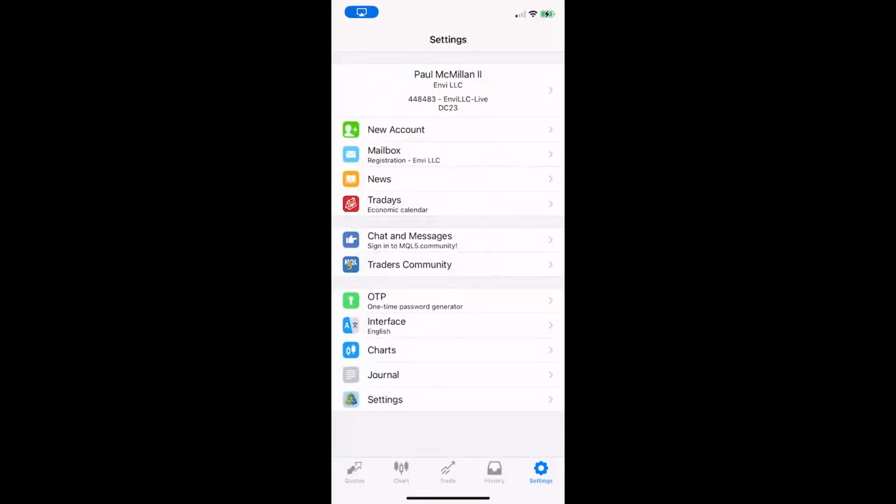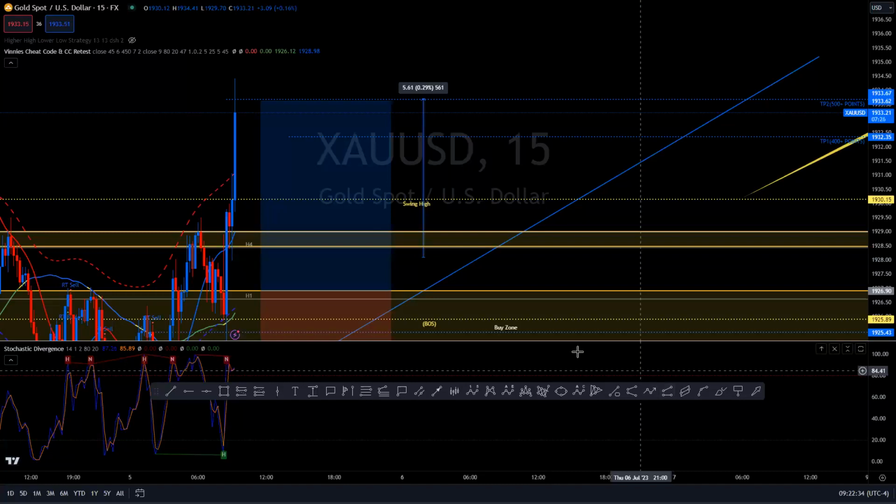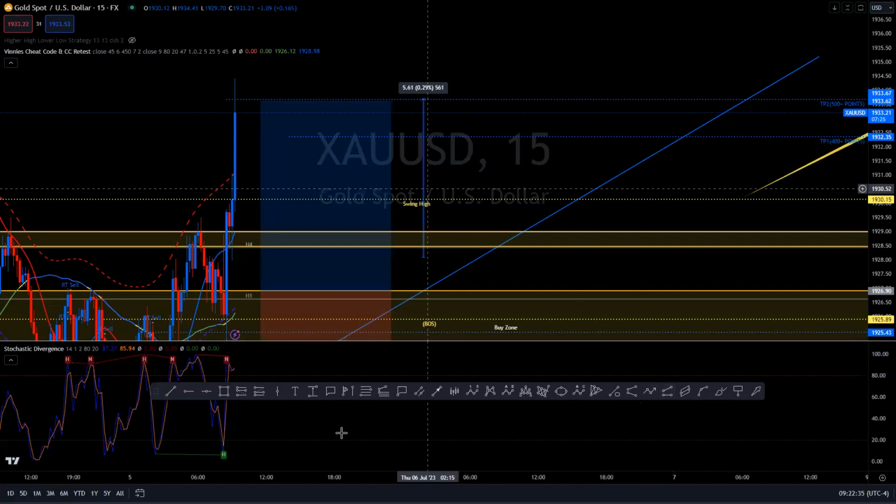So as you can see, this is my live account with NVFX. And then I made $46. So, booyah. Price shot up, I went ahead and took it. Normally I don't take it before the 9:30 candle, but price just happened to be really generous today.